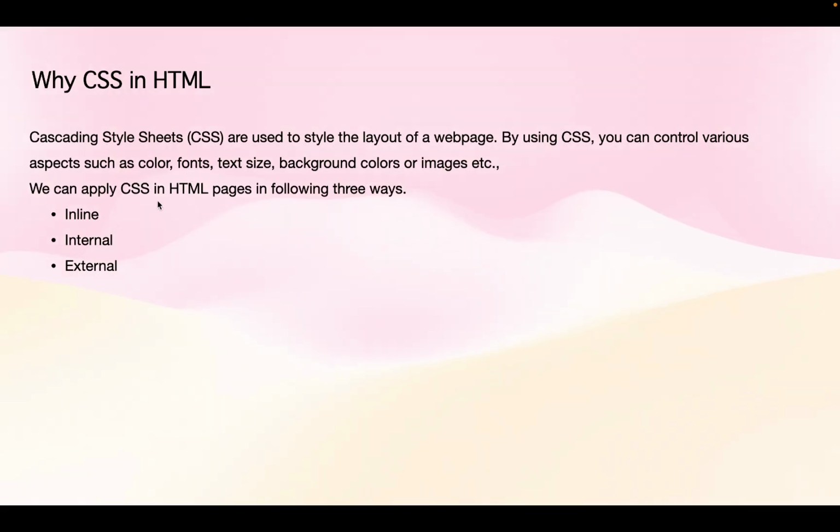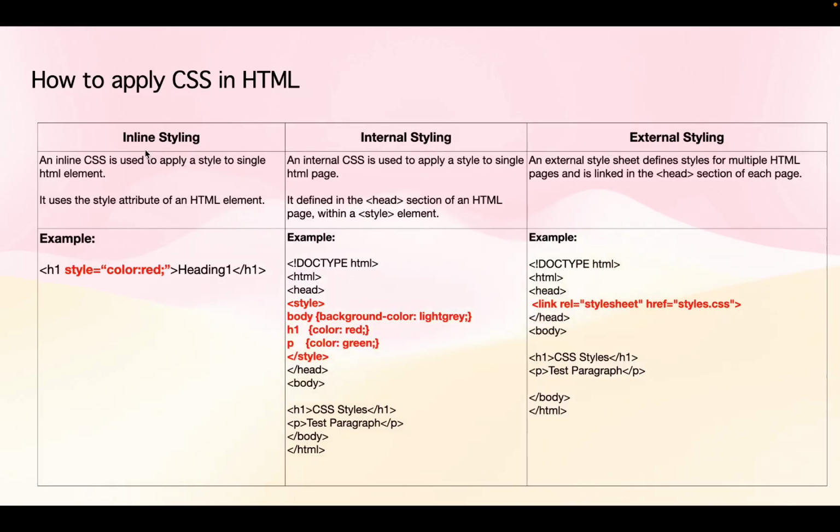We can apply CSS in HTML pages in three ways: inline, internal, external. Let's see each practically. Let's see inline styling first. By using inline styling, we can apply a style to a single HTML element only. Inline style uses the style attribute in an HTML element. We can apply the style attribute in any HTML element. Inside the style attribute, we have to apply the styles which we want.